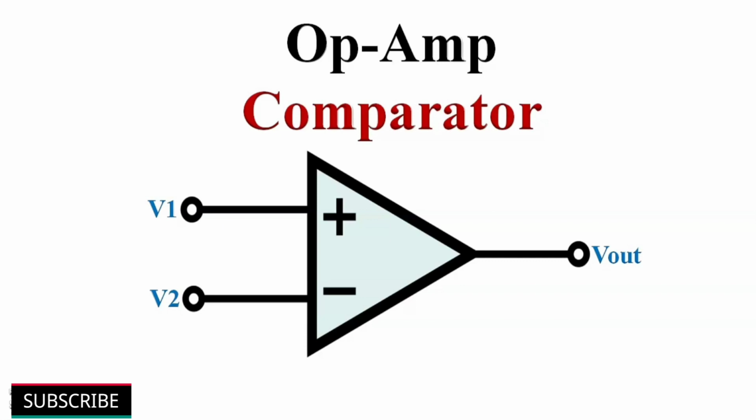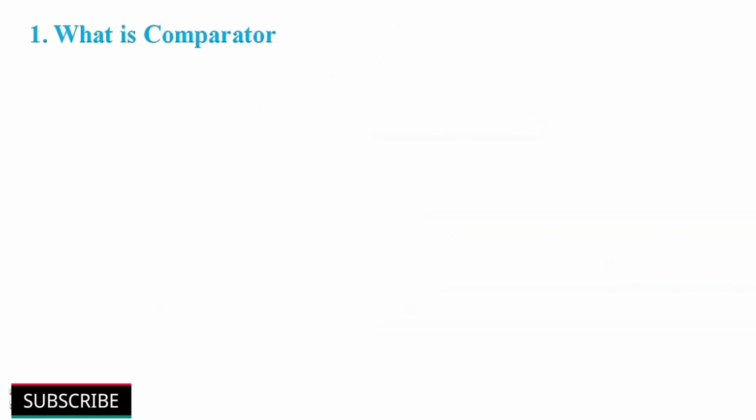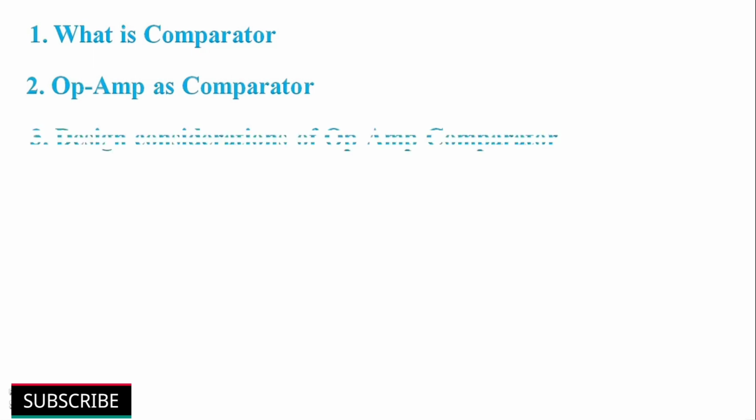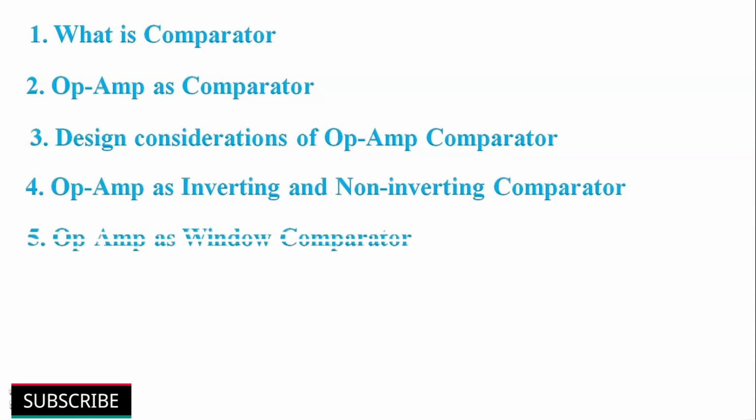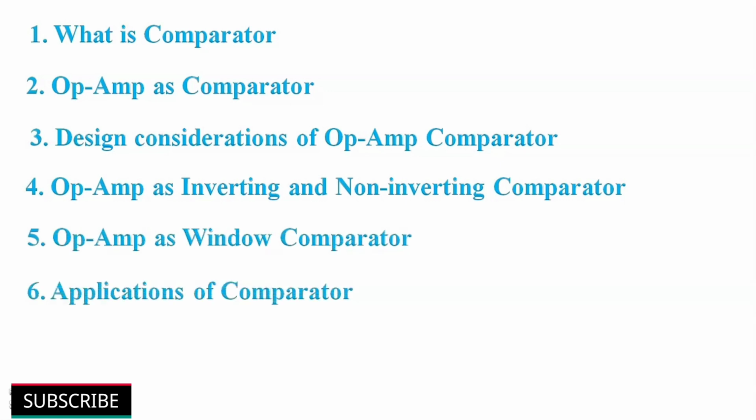Today we will discuss how an op-amp can be used as a comparator. The topics covered in this video are: what is a comparator, how an op-amp can be used as a comparator, what are the design considerations in using an op-amp as a comparator, inverting and non-inverting comparators, window comparator using op-amp, and finally, we will discuss some applications of op-amp comparator.